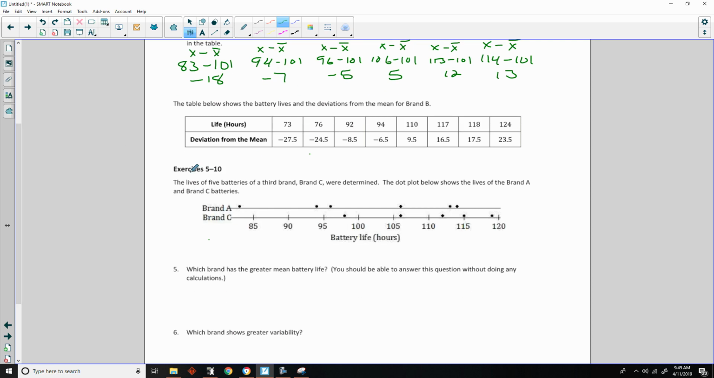Exercises 5 through 10. The lives of 5 batteries of a third brand, brand C, were determined. The dot plot below shows the lives of the brand A and brand B, brand C batteries. So now we're comparing A to C.